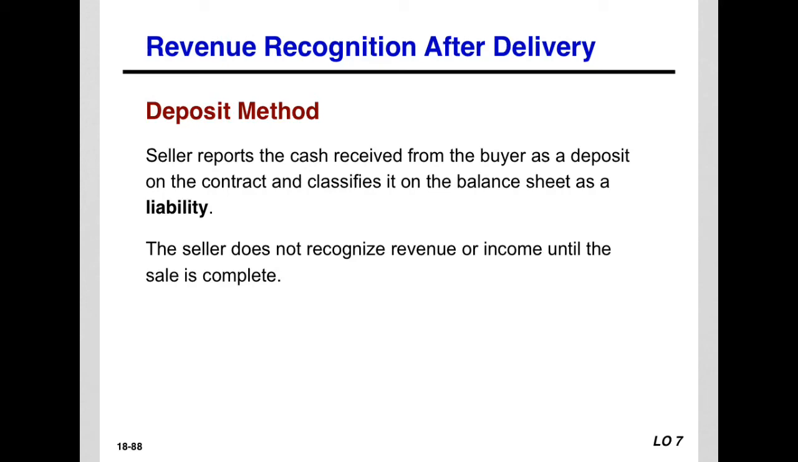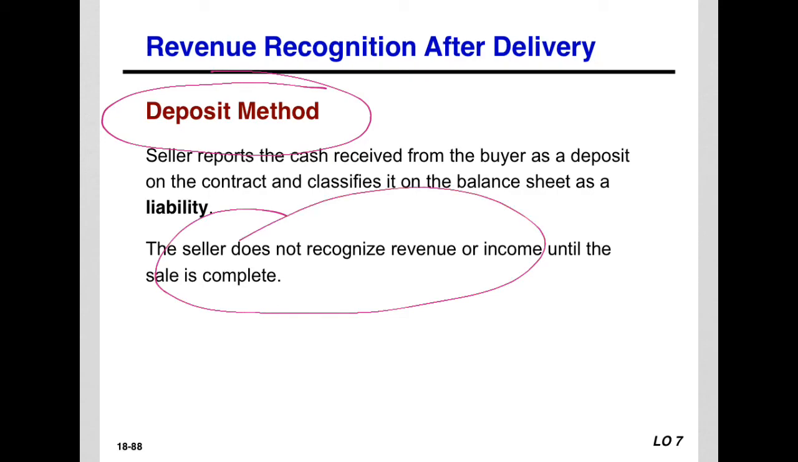Okay, one more, I think it's one more issue with revenue recognition after delivery. This is where it's in the language called the deposit method. What happens is you get a deposit for a sale, but the sale's not done yet. This happens a lot in your own lives, I think. You put money down, but the sale's not complete. So the seller doesn't recognize the revenue until the sale is complete. That's the basic idea.